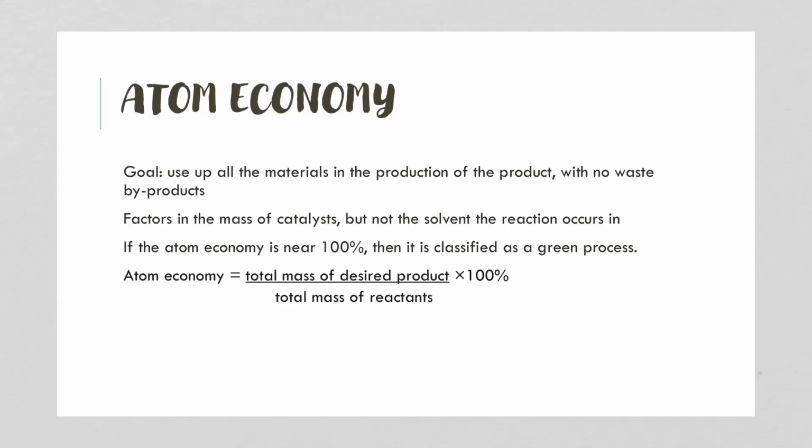So atom economy, the goal is to use up all the materials in the production of the product with no waste, as I mentioned before. It factors in, though, the mass of the catalyst, but not the solvent the reaction happens in. If the atom economy is near 100, then it's classified as a green process. And the way you calculate it is you take the total mass of the desired product over the total mass of reactants times 100.